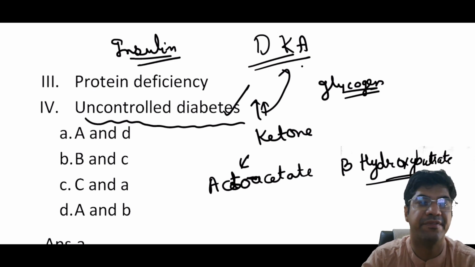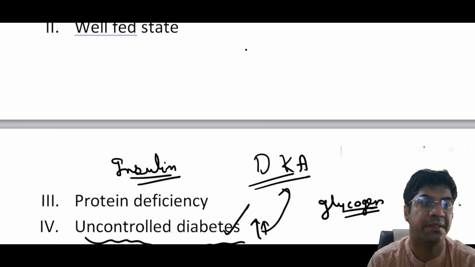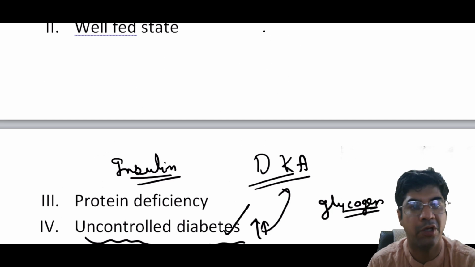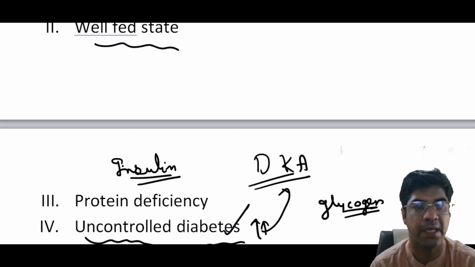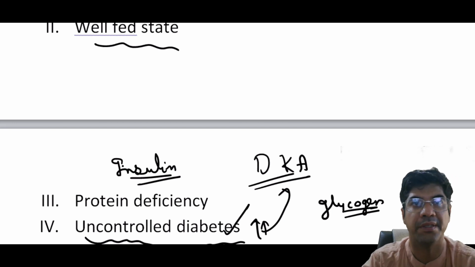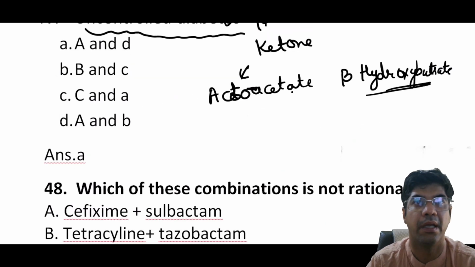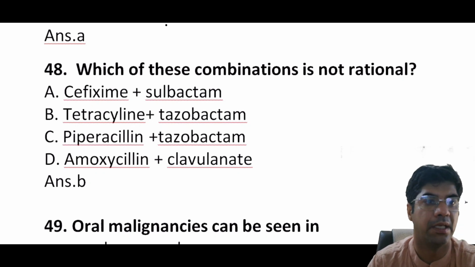Option B is well-fed state. So in well-fed state, the body has sufficient glucose and insulin level to meet its energy needs, and that is why no ketone body production would be seen. In protein deficiency, that does not typically lead to increase in ketone bodies. So your answer is option A.